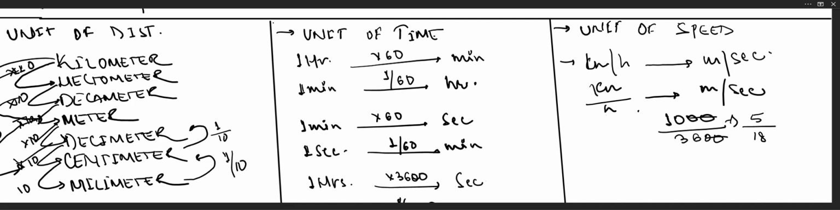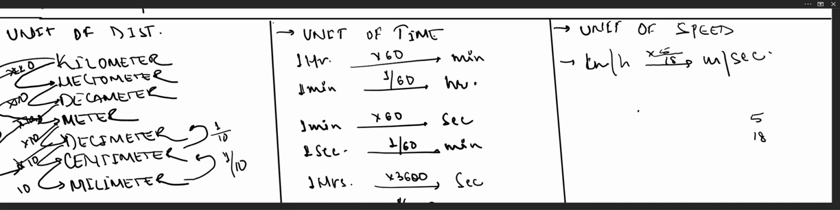So if I want to change kilometer per hour into meter per second, then I have to multiply it with 5 by 18. Again, if I want to change meter per second into kilometer per hour, then we will multiply with the reciprocal of the fraction, that is 18 by 5.